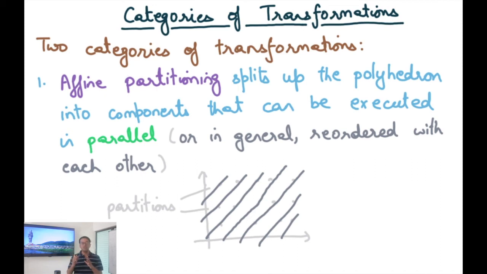In other words, I may want to partition these points into different sets such that it is okay to execute each set in parallel with the other set. So maybe within the set I need to follow a certain order, but every set can be executed in parallel with any other set. More generally, any set can be reordered with respect to any other set. If it can be reordered, then it can also be executed in parallel, because the relative order of execution would not matter.